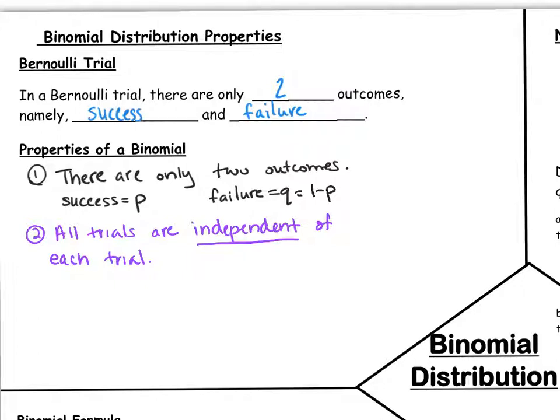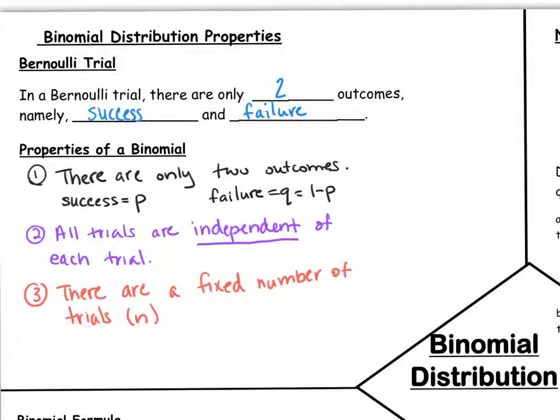And the final thing, and the most important thing to distinguish this, is that there are a fixed number of trials. And we call that fixed number of trials N. We call it N.